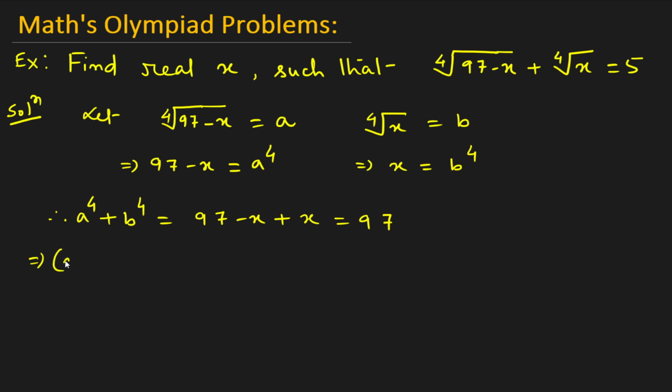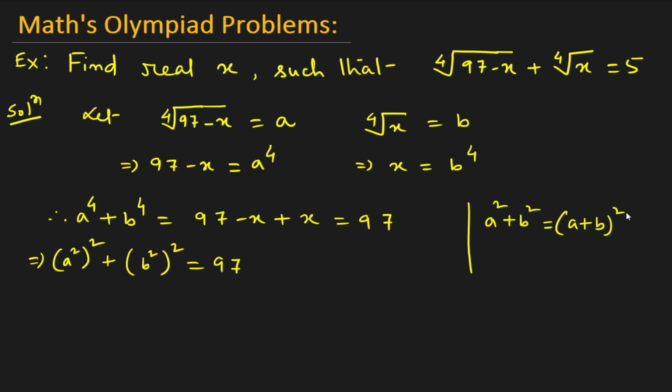Now a to the power 4 we can write as a squared, whole squared, and b to the power 4 as b squared, whole squared, equals 97. You know the formula for a squared plus b squared: it is a plus b whole squared minus twice ab. So here a is a squared and b is b squared, and we can write (a squared plus b squared) whole squared minus 2 into a squared b squared. On the right hand side we have 97.